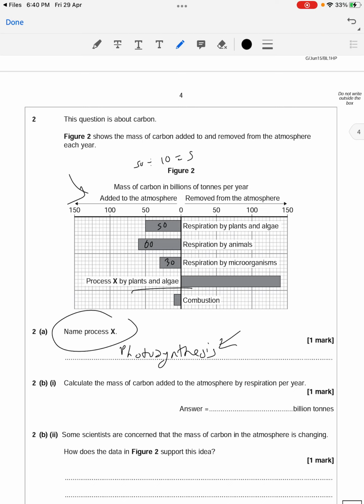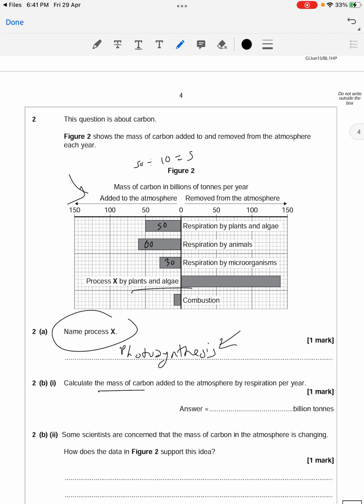Actually, sorry guys, photosynthesis is not a process that adds carbon to the atmosphere. I just looked at the diagram again, and it's actually saying removed from the atmosphere. So you have to remember that photosynthesis is a process where carbon dioxide is removed from the atmosphere by plants and algae. Carbon is taken by the plants for the process of photosynthesis. It is respiration and combustion which cause carbon to be added back to the atmosphere. Okay, sorry guys for that.